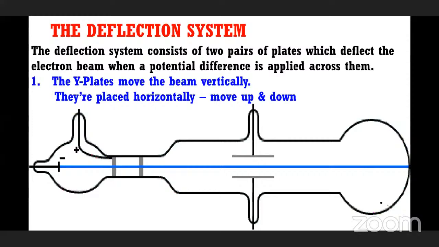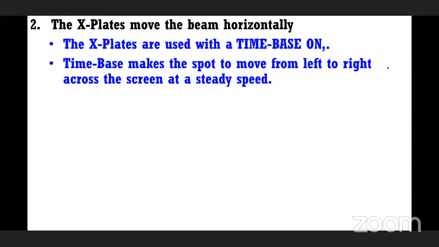Then you have the X plates, which move the beam horizontally. They are used with a time base, and the time base makes the spot move from left across the screen at a steady speed. This one is the time base circuit.